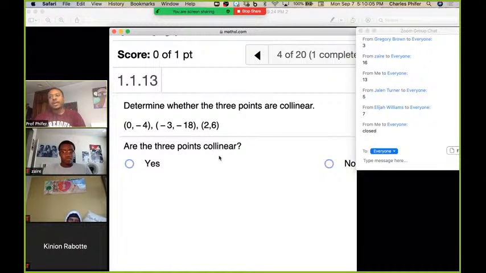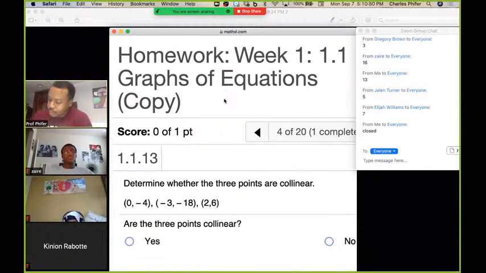You can find the distance between all 3 points, and if they're on the same line, then the sum of the two shorter distances should be equal to the third distance. If they're not on the same line, then they're not going to be equal. But instead of doing that, I'm just going to find the equation of the line through the 3 points. I'm going to choose 2 of the points, the 2 that look the simplest to me, the first one and the last one. So this is our homework, from week 1, section 1.1, graphs of equations.